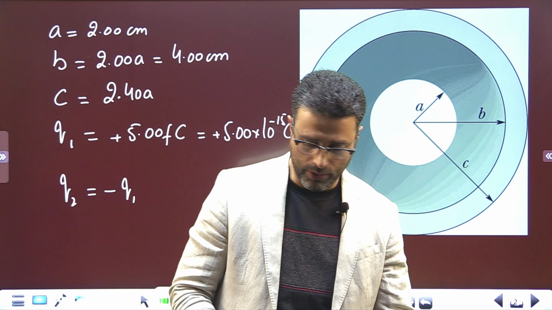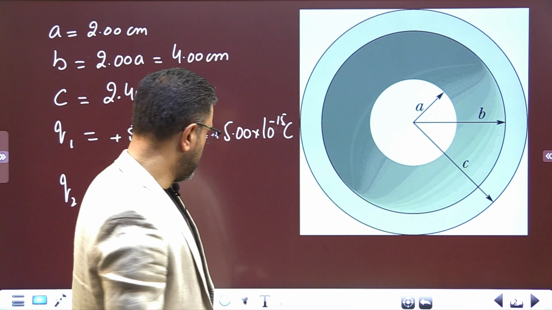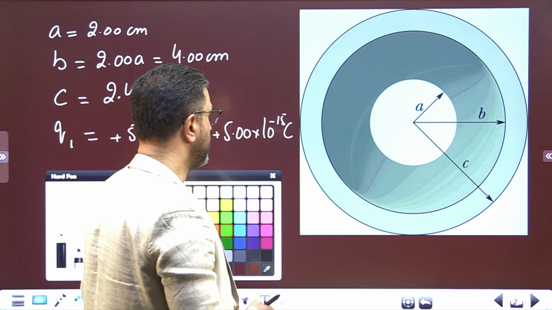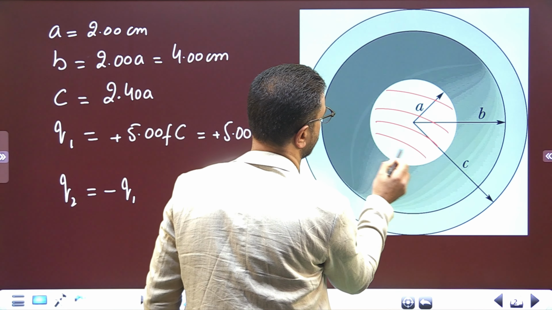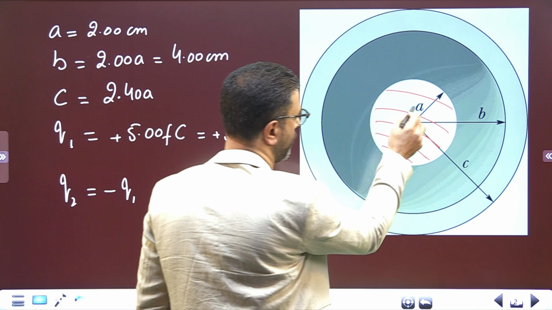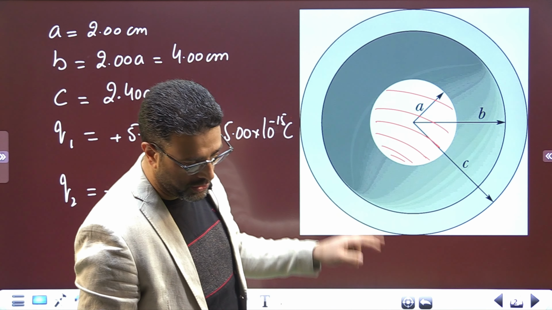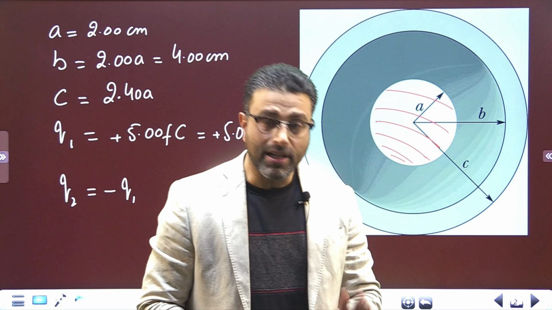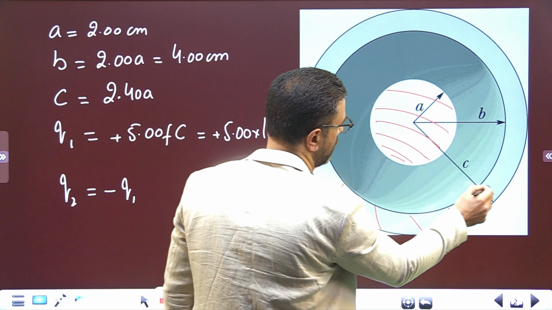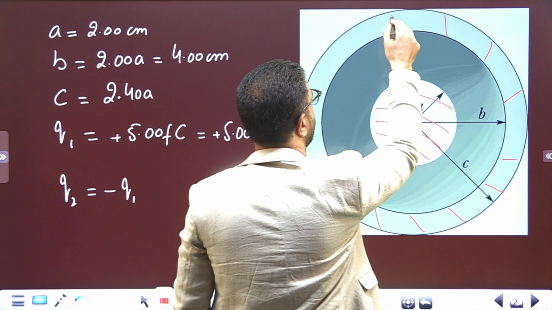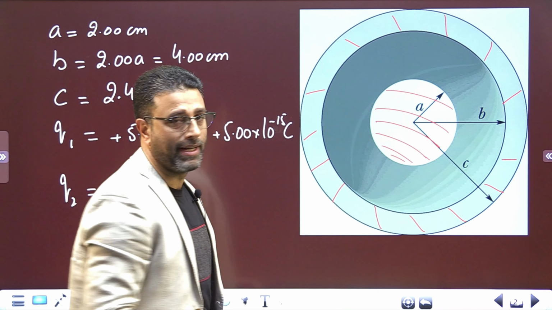Okay, so we have to find out plenty of things here. What we are given is a solid sphere of radius A. So this part is a solid sphere of radius A. Then we have a concentric spherical shell, which is conducting. So this part is a conducting shell with an inner radius B and outer radius C.